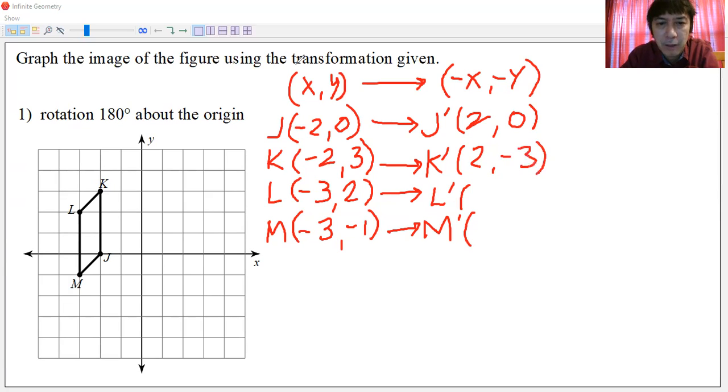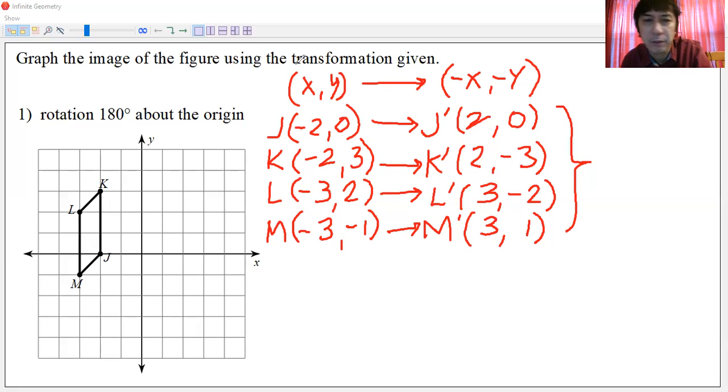There. And from point L, we have negative 3, 2. That will become positive 3 and a negative 2, reversing just the signs. And for the point M, we're going to have the M prime, okay? That will be just the reverse of negative 3 and negative 1. So that will have to be positive 3 and positive 1. And we have the required points after rotation.